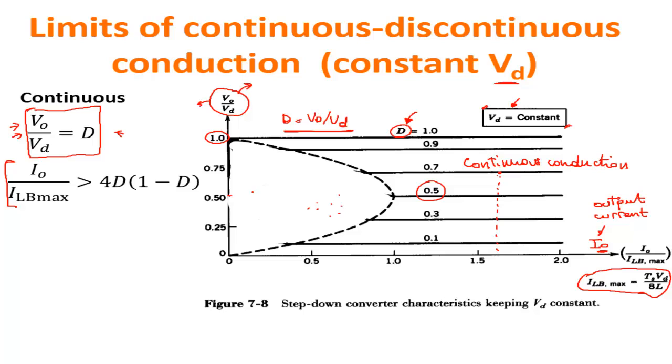This is the limit for continuous conduction, so above this parabola you are in continuous conduction, and below you are in discontinuous conduction. And we need to understand exactly what happens in discontinuous conduction. So let's look at that case now.